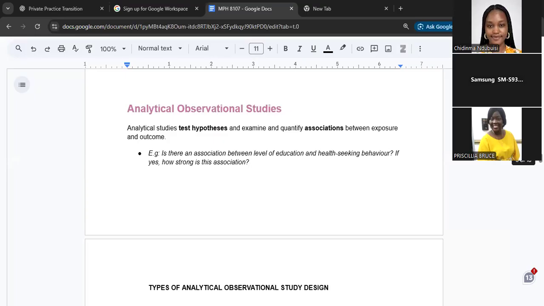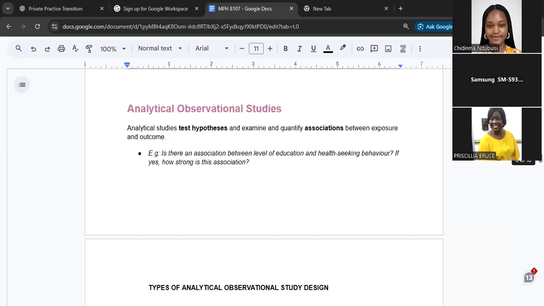So remember we said for descriptive, we generate hypotheses. For analytical, that is where we test the hypothesis. This idea we have in our head, that maybe there's a connection, it is in analytical that we now test it to see if there is actually a connection. And if there is, we also want to quantify it to say how strong is this association? Is it so strong that wherever you see low level of education, you must see poor health-seeking behavior?